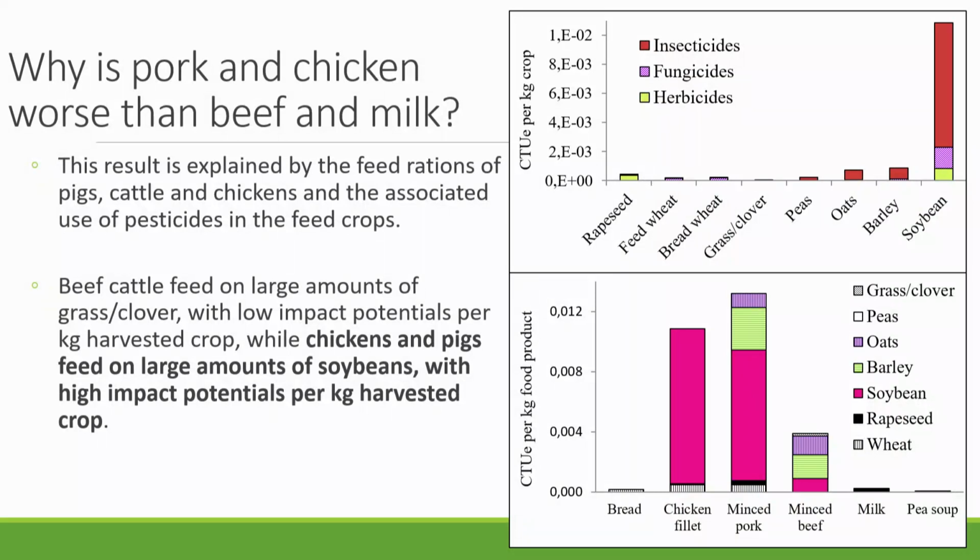And why are pork and chicken worse than beef and milk? Here we can see the comparative toxic unit calculated per kilo of crop. We can see how high the soybean goes, and we can also see that the insecticides are very important here. And it is also like this: insecticide residues that come to water, to aquatic systems, are very toxic. Many of them are very toxic for the living species in aquatic systems.